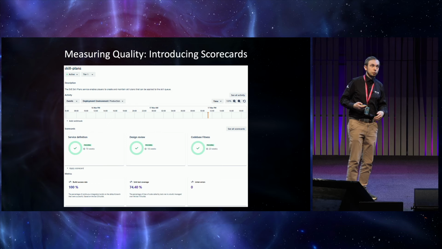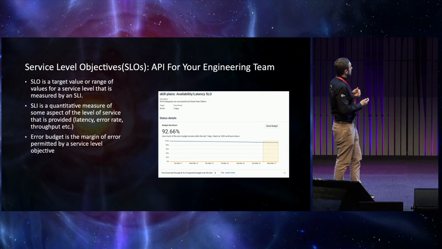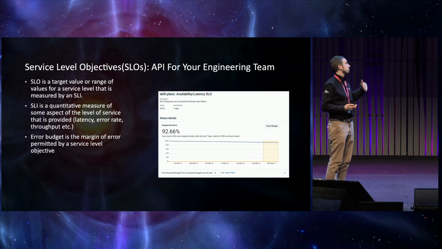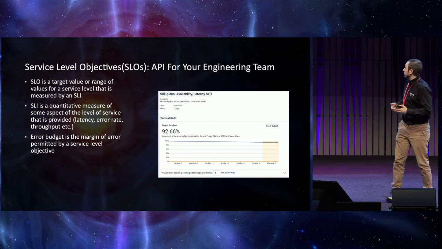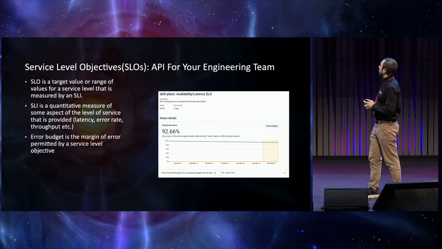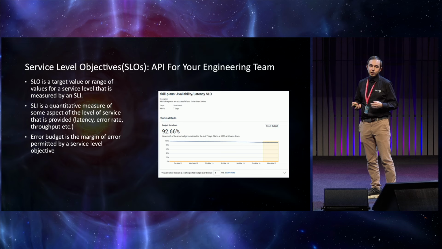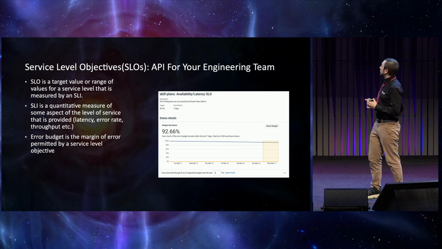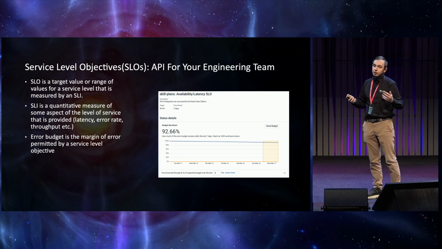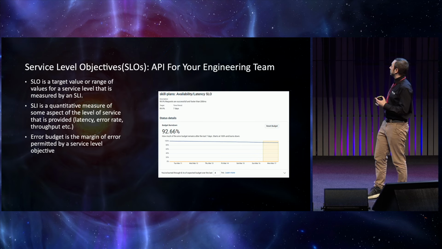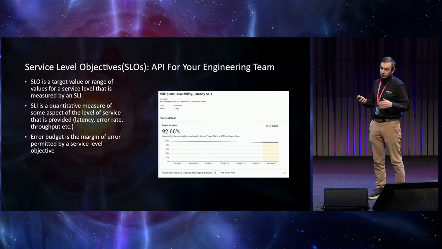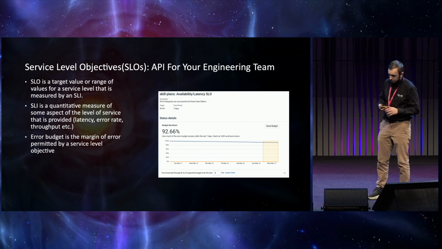In order to achieve that, we use something we call service level objectives, or as we call them, API for your engineering team. A service level objective is a target value or a range of values for a service level that is measured by an SLI, or a service level indicator, which is a quantitative measure of some aspect of the level of service that is provided, for example, latency, error rate, throughput, and so on. And then the error budget is the margin of error permitted by a service level objective. I swear it will make sense in a minute.